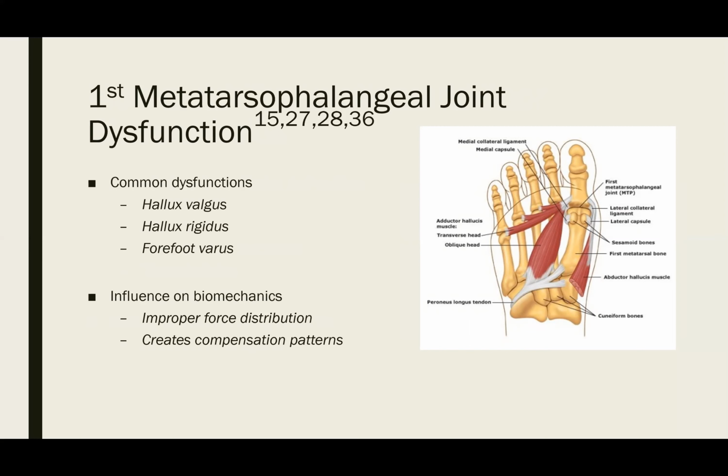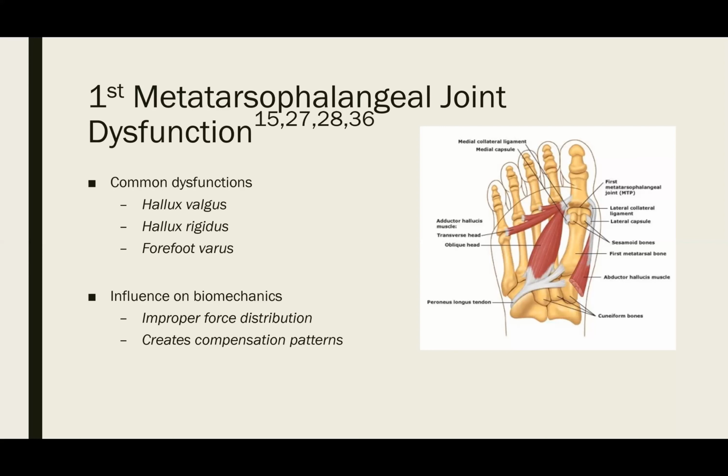Hallux rigidus is restricted motion within the first MTP joint and causes pain and stiffness at the base of the big toe. In early stages, it's referred to as hallux limitus, which might be common in basketball athletes, which is when the range of motion of the first MTP joint is initially limited. Hallux rigidus and limitus involve the hallux lacking the ability to dorsiflex, which can result in gait compensation patterns and influence more proximal joint functions such as the hip.